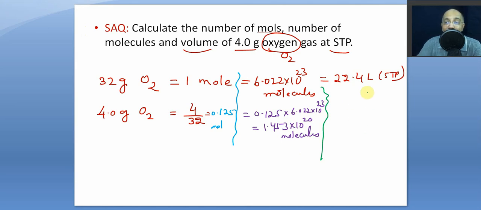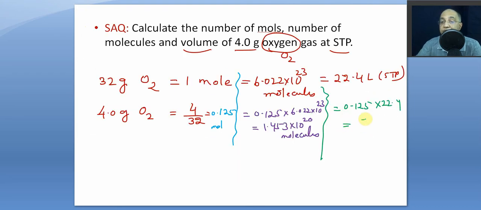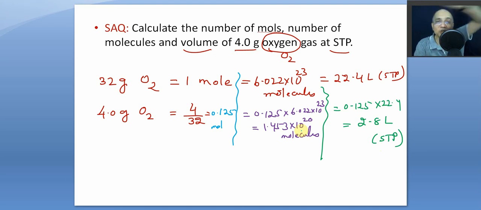Similarly, the volume at STP will be directly 0.125 into 22.4 liter, which is 2.8 liters at STP, not in non-standard condition. If you are asked in a non-standard condition, again from STP you have to convert it. So P1 V1 by T1 will be your standard condition, and P2 V2 by T2 will be the non-standard conditions. Just the opposite of the earlier question, where we were given the non-standard condition as P1 V1 by T1, and P2 V2 by T2 were the standard conditions.